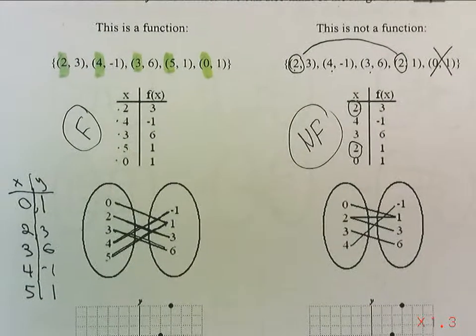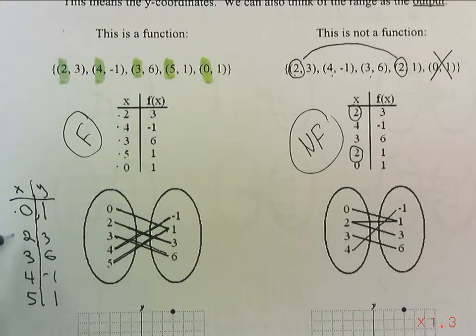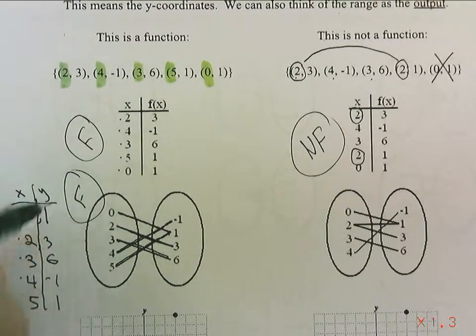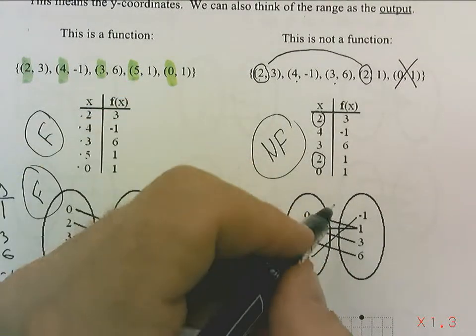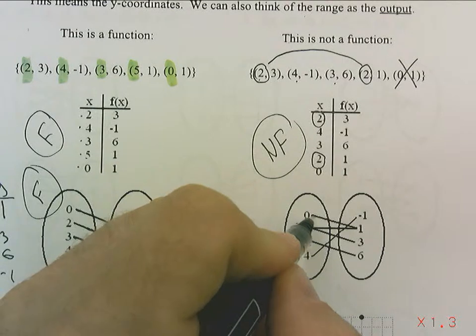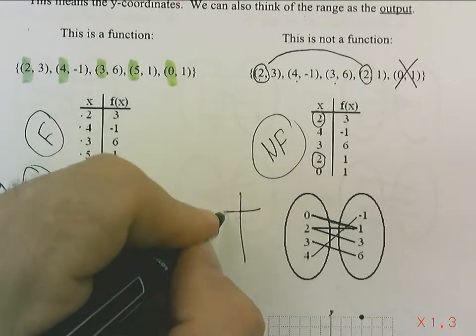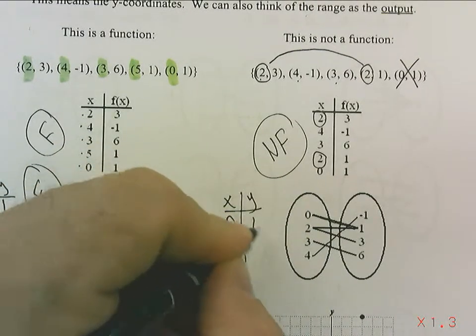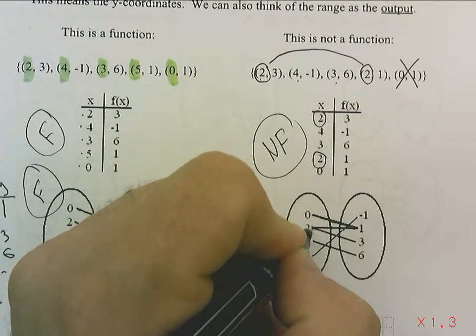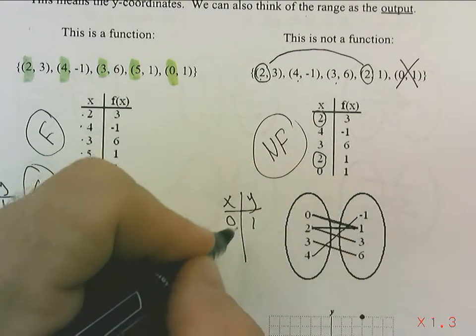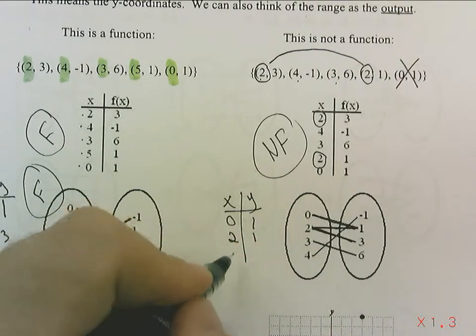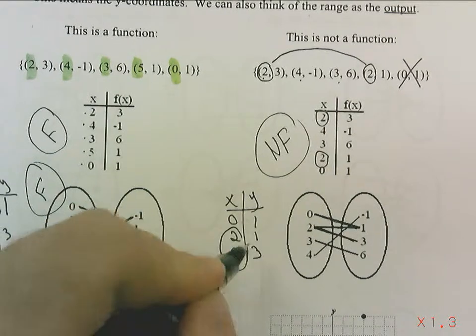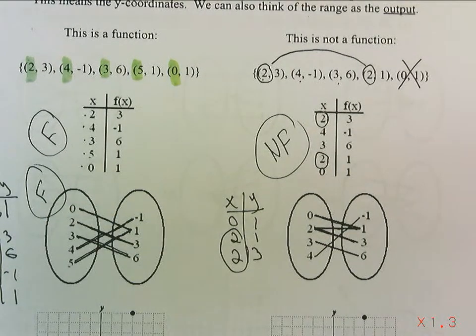Looking at our definition before, are all the x's different? 0, 2, 3, 4, 5. Yes. That makes this a function. The other one, it's really easy to tell if you write the ordered pairs. 0 goes with 1. Then it says 2 goes with 1. Well, then 2 goes with 3. Because 2 goes with 3, these x's repeat and it's not a function.